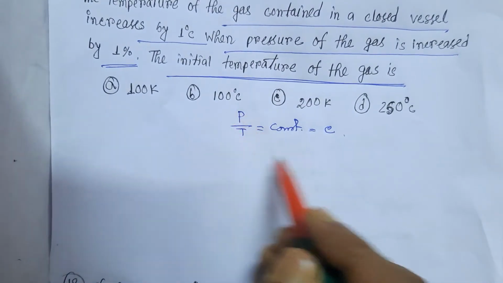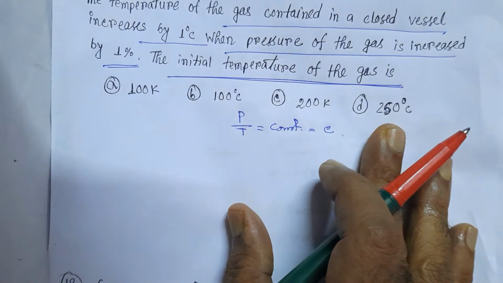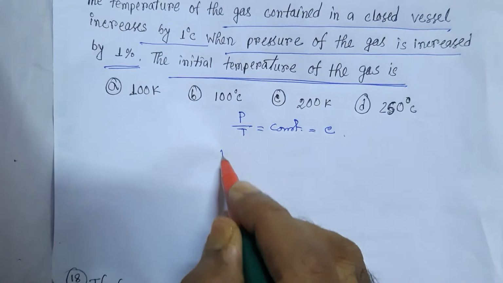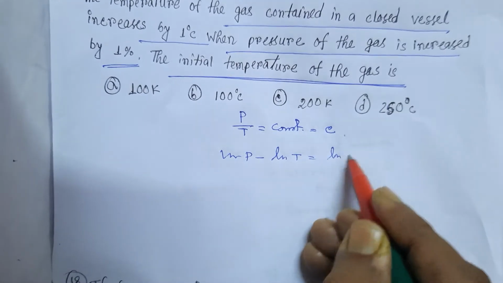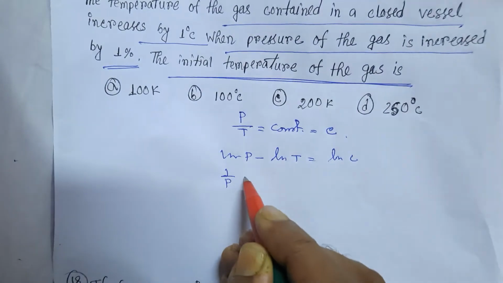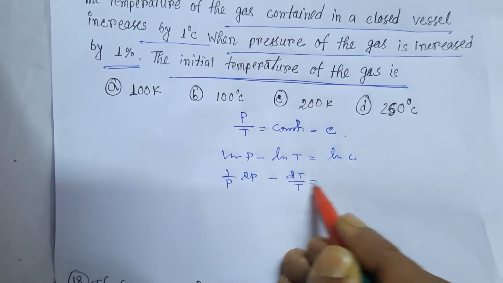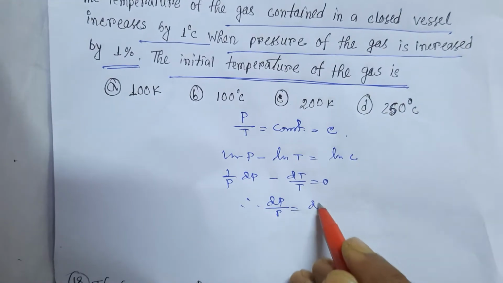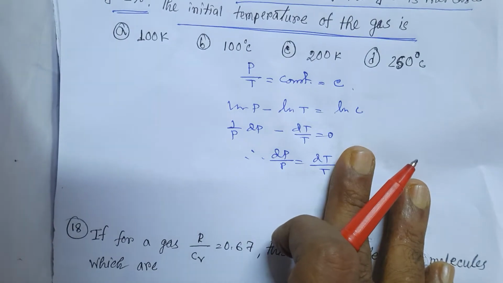Now, we are interested in the change, and when we are considering the change, there is a procedure. We have to take log of both sides and then differentiate. So ln P minus ln T equals ln C. So (1/P) dP, differentiating, we get minus dT/T equals 0. So dP/P equals dT/T.